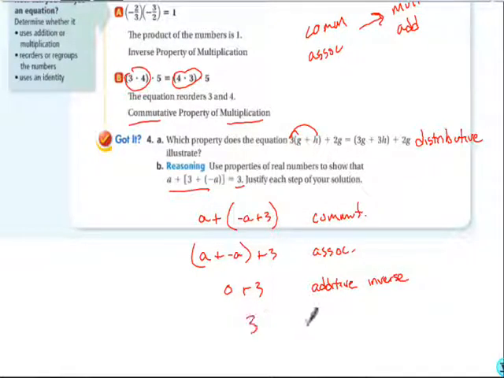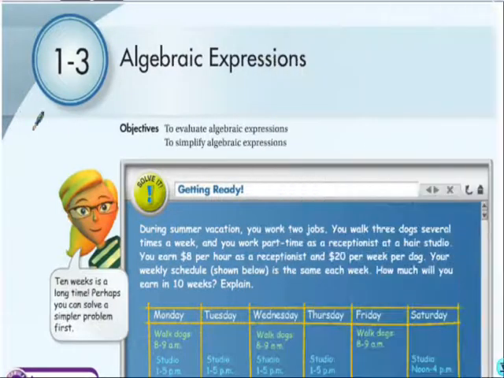And then 0 plus 3 is 3, and we know that because of identity. All right, so easy stuff. Let's take a look at 1, 3. That's it for properties. You got to know them, but again, that's a long time coming.